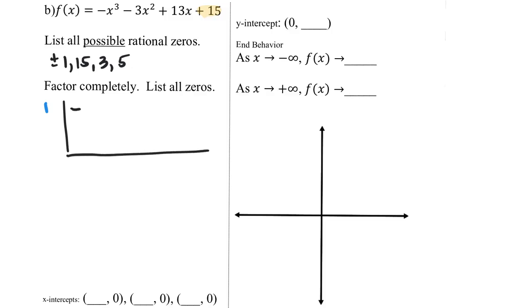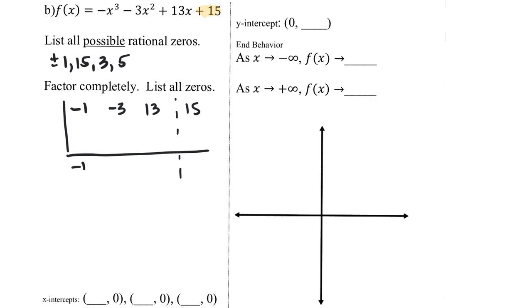So this is negative 1. Make sure you put a negative, negative 3, 13, and 15. Let me bring down the negative 1. Let me bring down my remainder. Let's see if this works. 1 times negative 1 is negative 1. Negative 3 minus 1, negative 4. 1 times negative 4 is negative 4. That's 9. 1 times, oh, that's not going to work. Let's try again. Okay, I can try any of the other numbers.